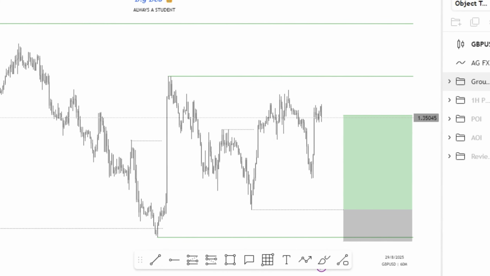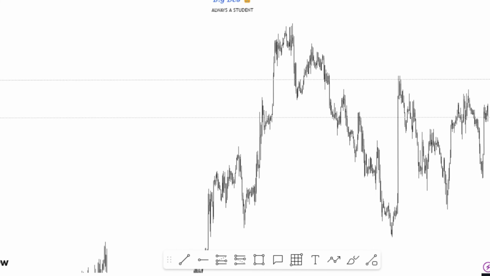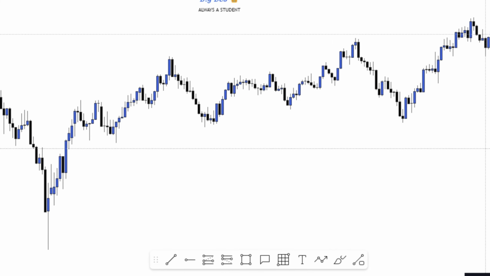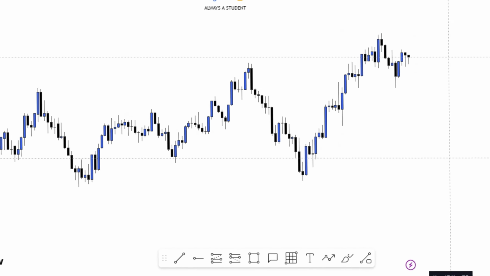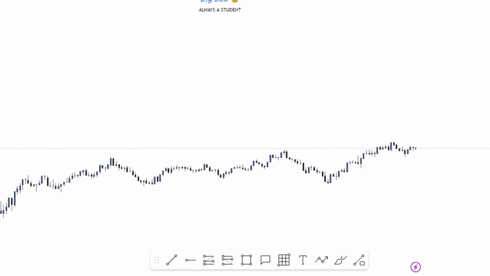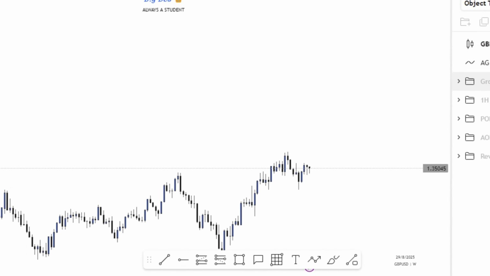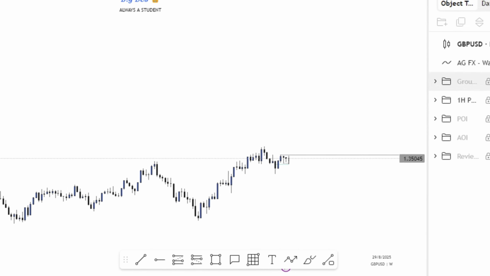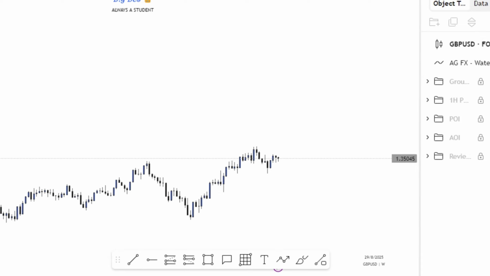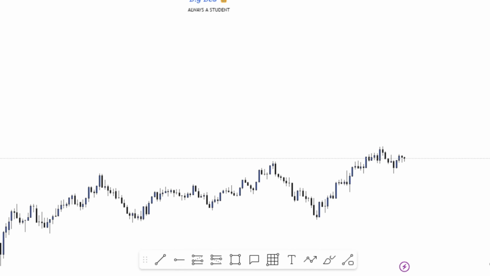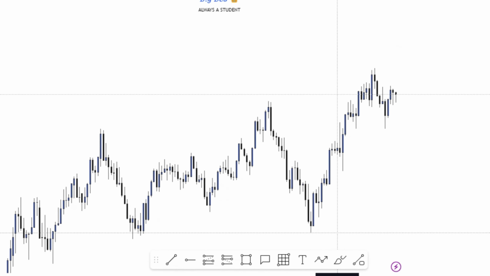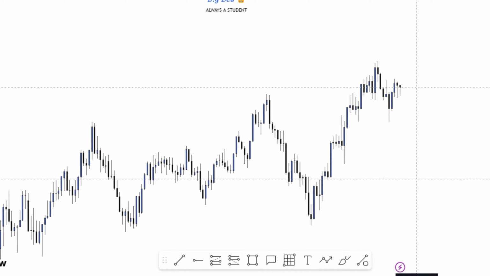So what am I expecting actually? On a weekly time frame, you could see that price is quite bullish. And with that being said, all we are going to be expecting is just buys.